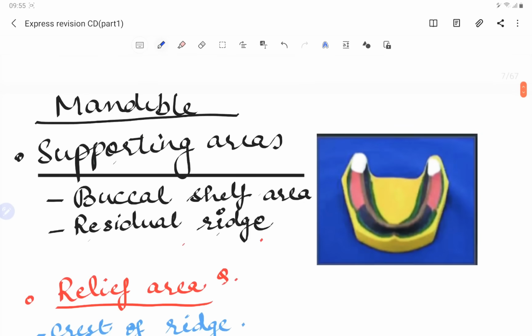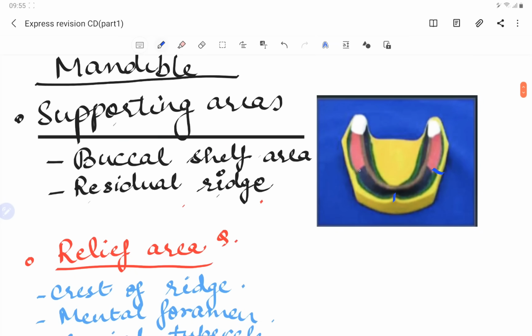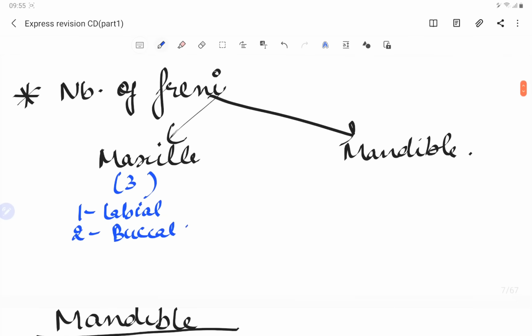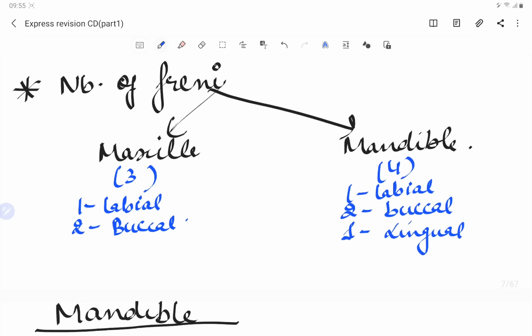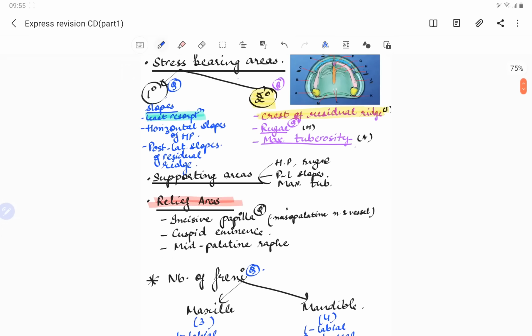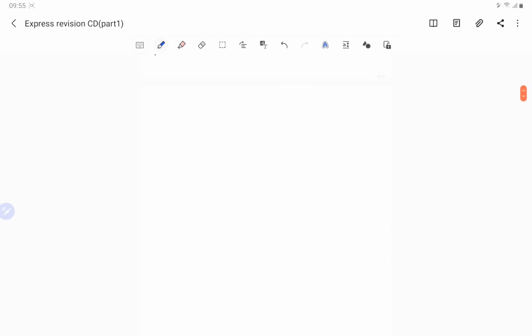If we talk about mandible, we have got 1 labial, 2 buccal and we have got 1 lingual also, the lingual frenum. So, there are 4 in the mandible: 1 in the labial, 2 in the buccal and 1 in the lingual. So, number of freni is also asked. So, we have covered. Now, we will be covering one by one all the anatomical landmarks.